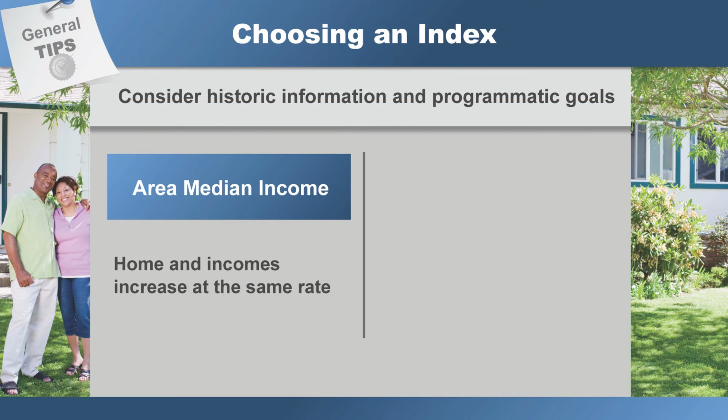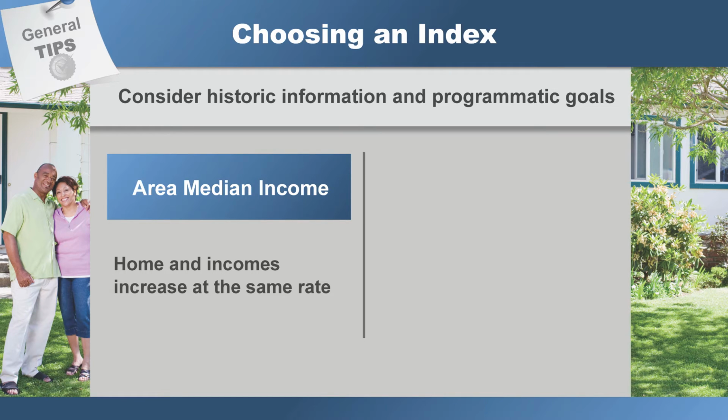The most commonly used index is the area median income. If I'm trying to make sure my program remains affordable to a specific income range, it makes sense that if I tie the increase in sales price to a change in incomes over time, my homes will remain affordable to the same income bracket as my original buyer, providing interest rates remain the same.